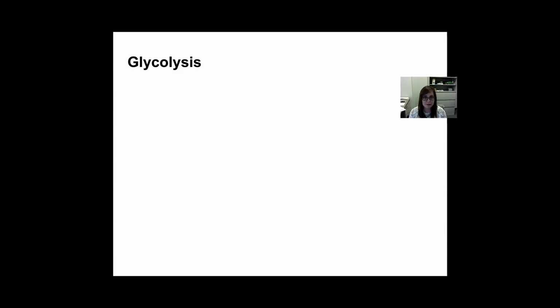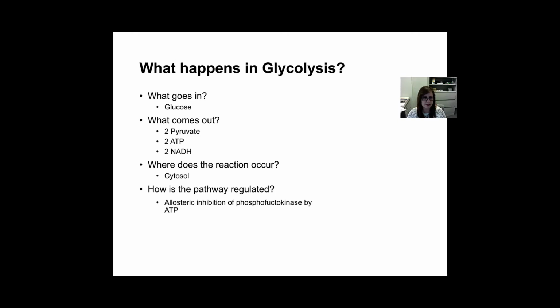So in this video, I'm going to be talking about glycolysis. Glycolysis is the first step in cellular respiration. So what happens in glycolysis? The big picture is that glucose goes in, and 2 molecules of pyruvate, 2 ATP, and 2 NADHs come out. The reaction occurs in the cytosol, and it's regulated by allosteric inhibition of phosphofructokinase by ATP. Okay, so we're going to talk about all of this.